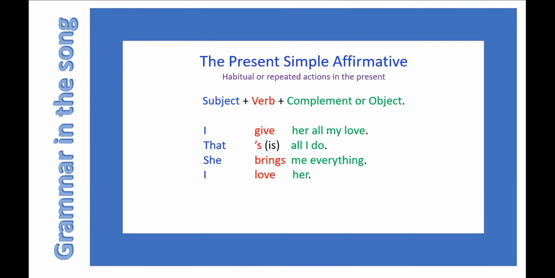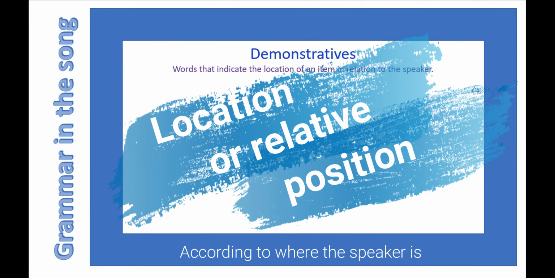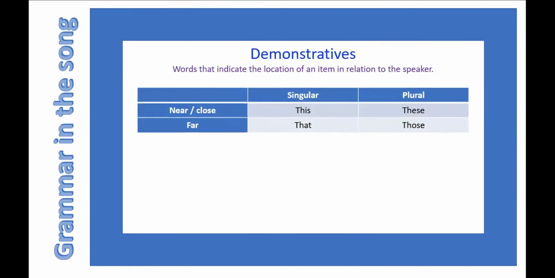The next grammar topic that we will find in the song is demonstratives. Demonstratives are words that indicate the location of an item in relation to the speaker. And they are classified both according to the distance from the speaker to the object and according to the number of objects. According to the distance, we can consider near or far, and according to the number, singular and plural.